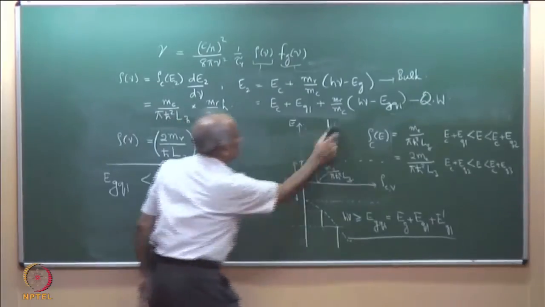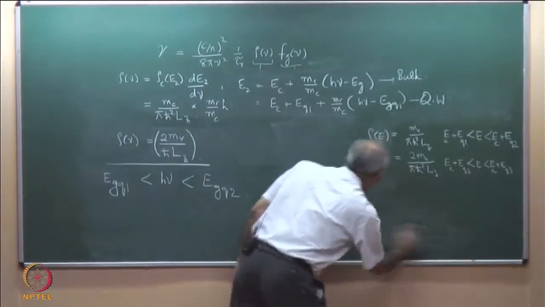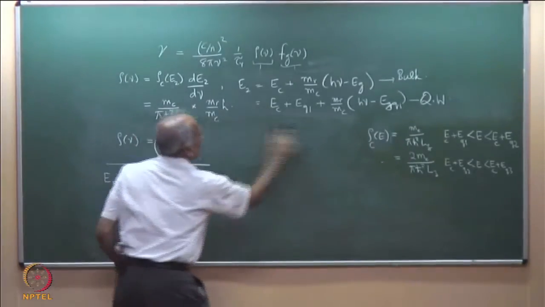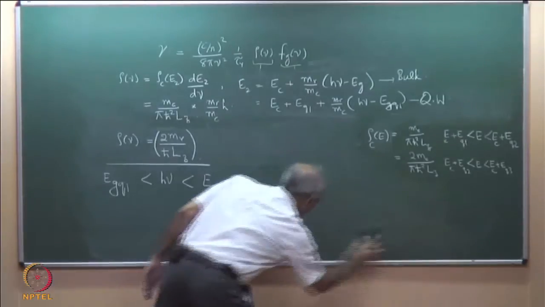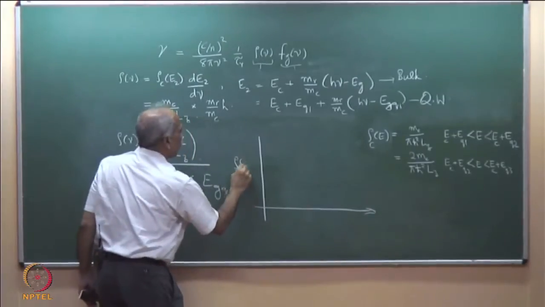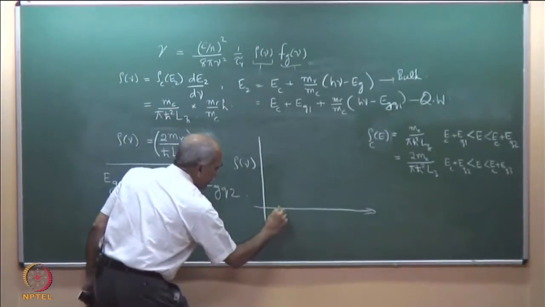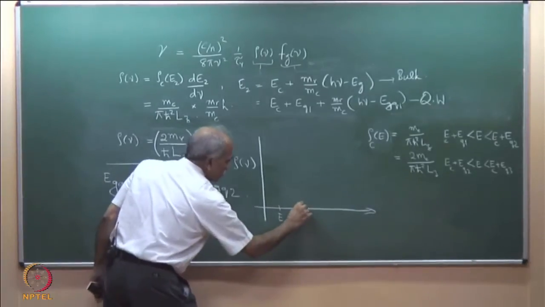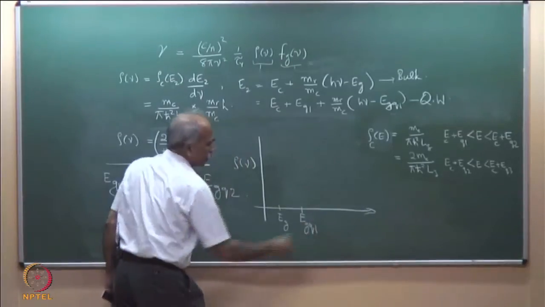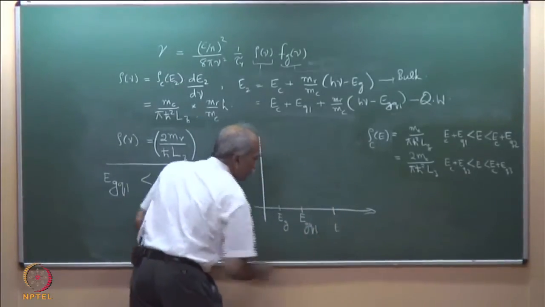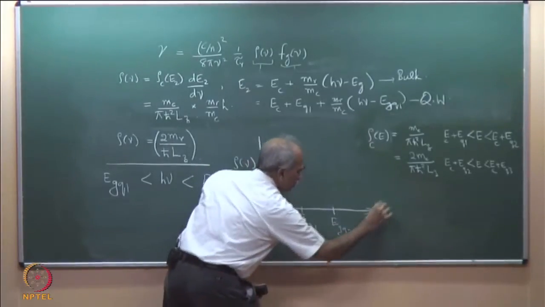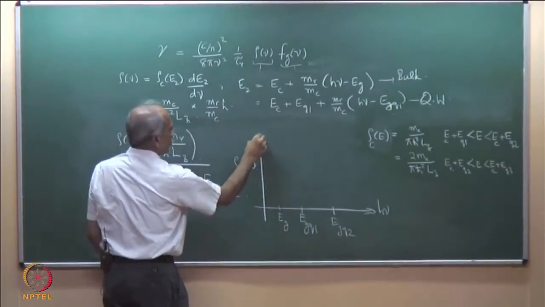So, if I plot this optical joint density of states, how would it look like? The optical joint density of states in a quantum well. So, I plot rho of nu for a quantum well structure. Eg is here, Eg Q1, Eg Q2. So, this is h nu and rho of nu.